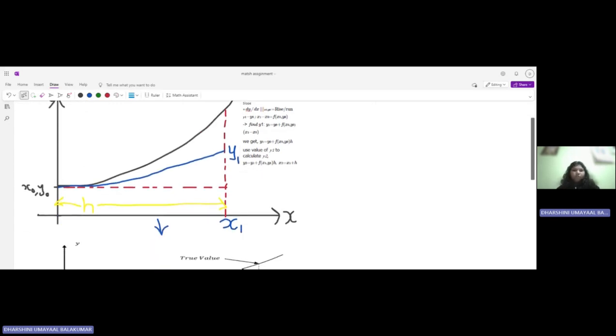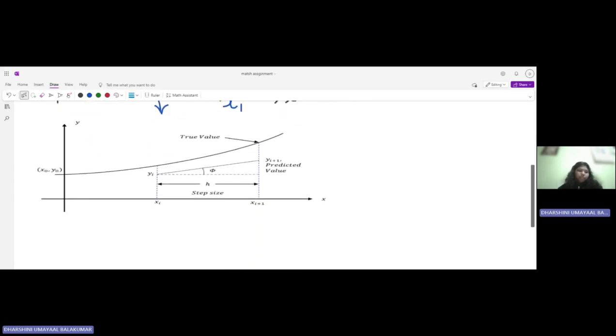So we use the value of y1 to calculate our y2. So y2 is going to be equal to y1 plus f(x1, y1) times h, and to find our x2, it's going to be equal to x1 plus h. From the equations above, if you now know the estimated value of y, then y(i+1) equals yi plus f(xi, yi) times our step size.